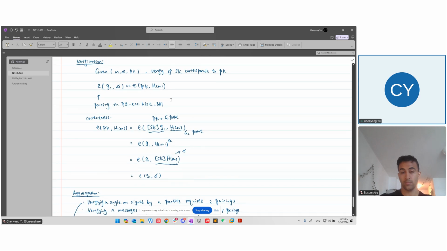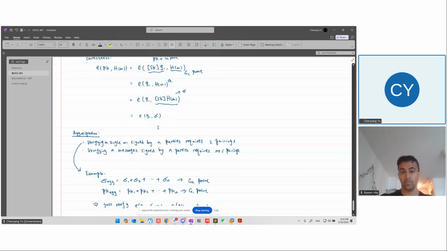So this is the correctness proof. So what's so good about this signature scheme? This pairing-based signature, it is because it has an aggregation property. So what does it mean? Verifying a single M, a single message M signed by n parties, requires only 2 pairings.